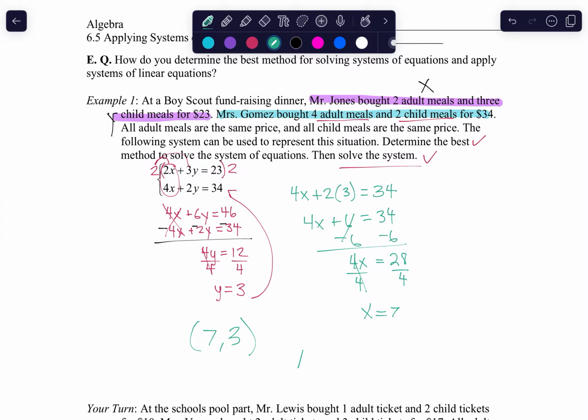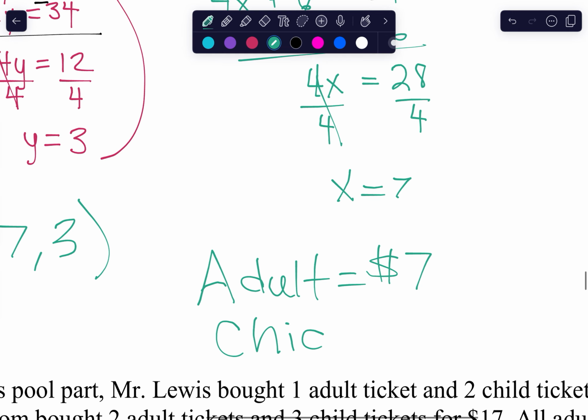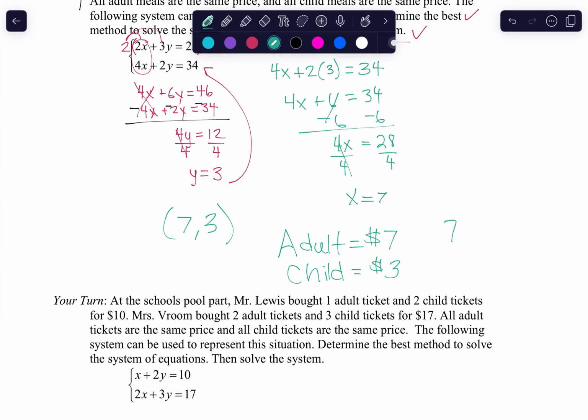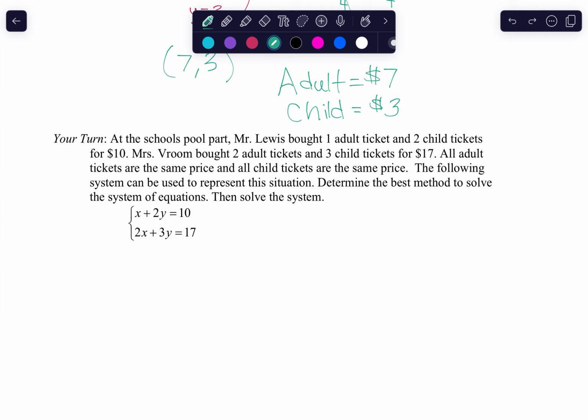So that means an adult meal is $7, and a child's meal is $3. Okay? And don't do my pet peeve and put 7 and then the dollar sign at the end. Okay, we say $7, but we write that dollar sign at the beginning. Okay? All right, so take a moment, try this your turn, and then come back and check it when you're finished.